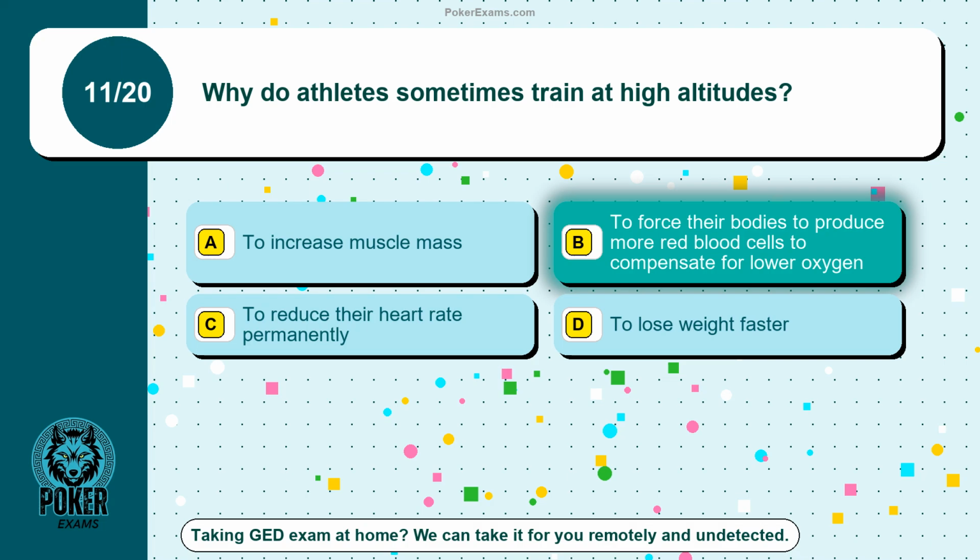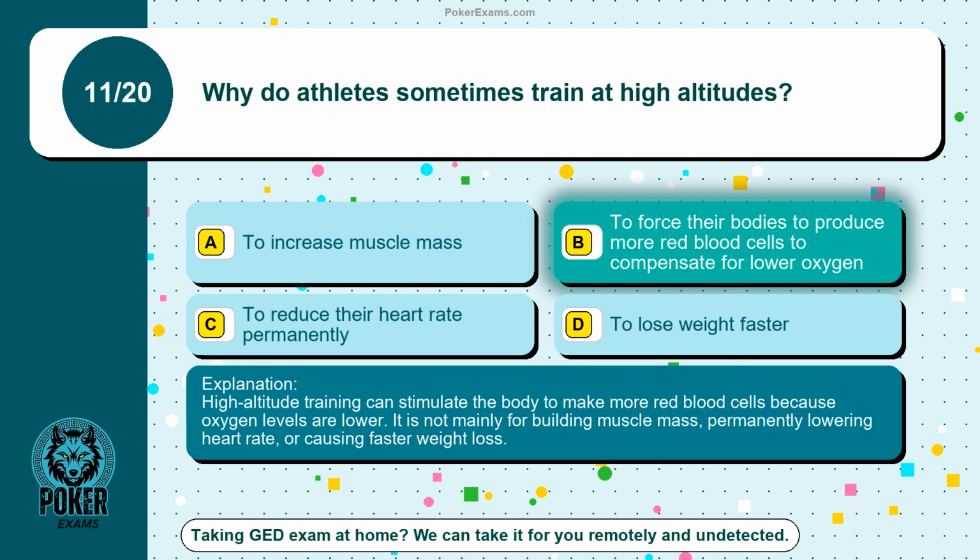The correct answer is option B. To force their bodies to produce more red blood cells to compensate for lower oxygen. High-altitude training can stimulate the body to make more red blood cells because oxygen levels are lower. It is not mainly for building muscle mass, permanently lowering heart rate, or causing faster weight loss.